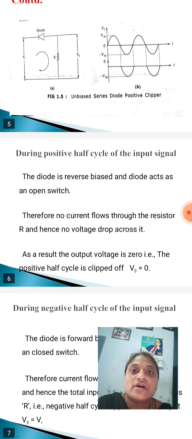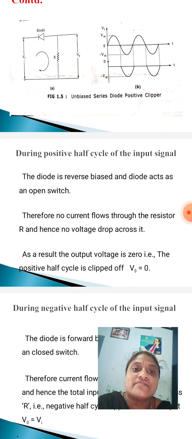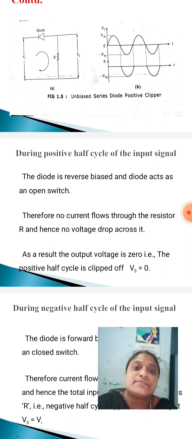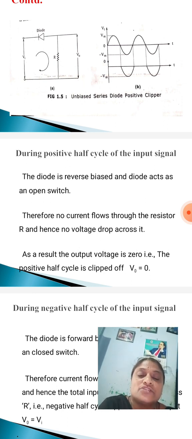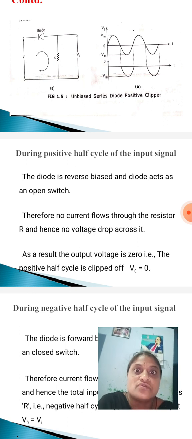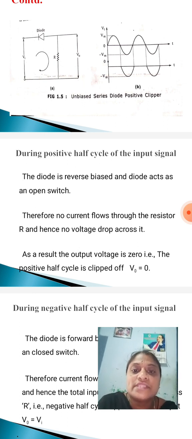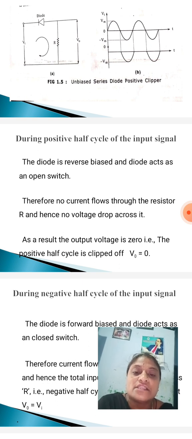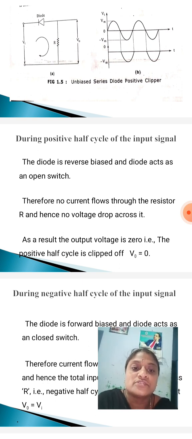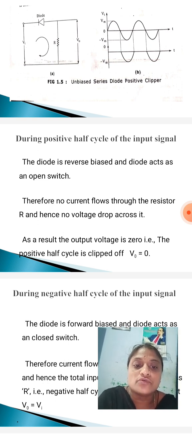During the positive half cycle of the input signal, the diode is reverse biased and acts as an open switch. If the diode acts as an open switch, no current flows through the resistor, and hence there is no voltage drop across the resistor. As a result, the output voltage is 0. So the positive half cycle is clipped off. Therefore the output voltage V0 is equal to 0 volts.